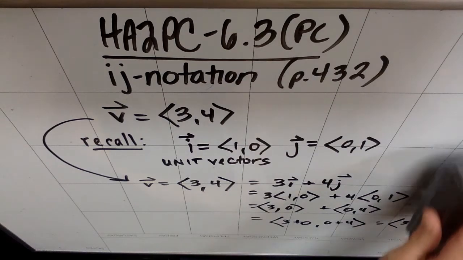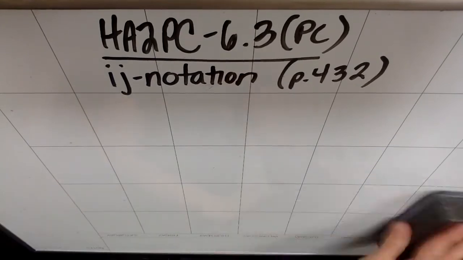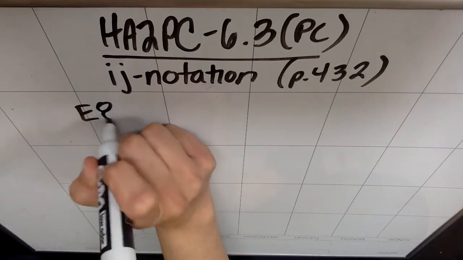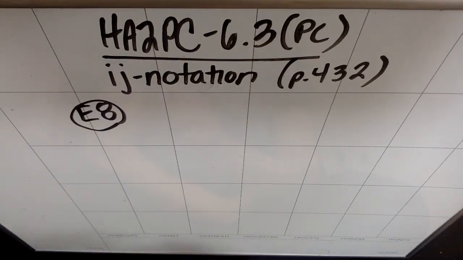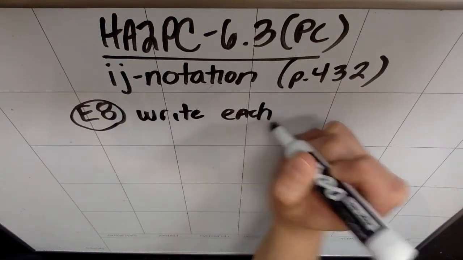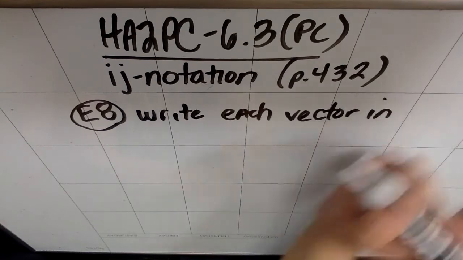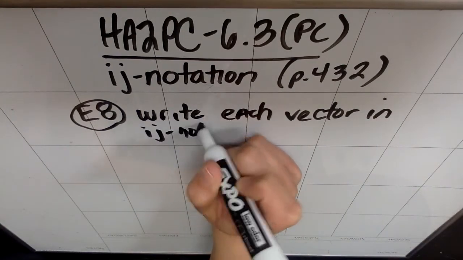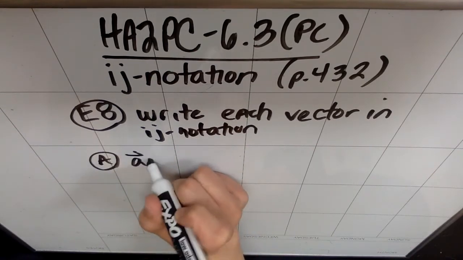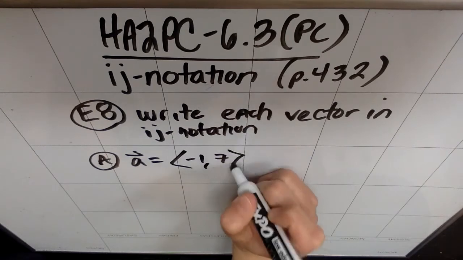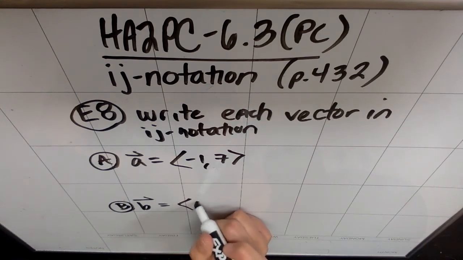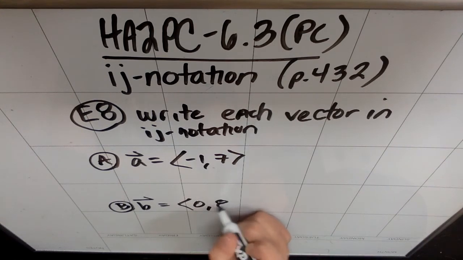As an example, and I really want to say that this is example 8, but I could be wrong. I'm going to ask you to write each vector in IJ notation. So for A, I tell you that vector A, because I'm lazy, is -1, 7, and for B, we'll call it vector B, because again, totally lazy, let's do 0, 8.